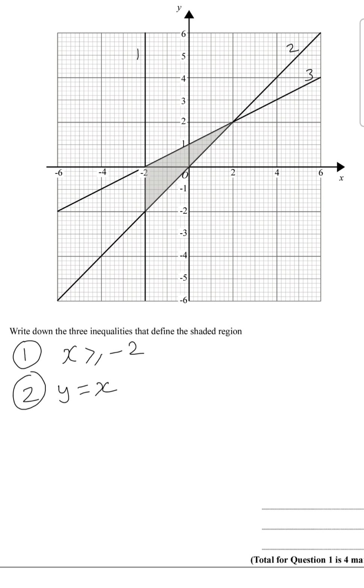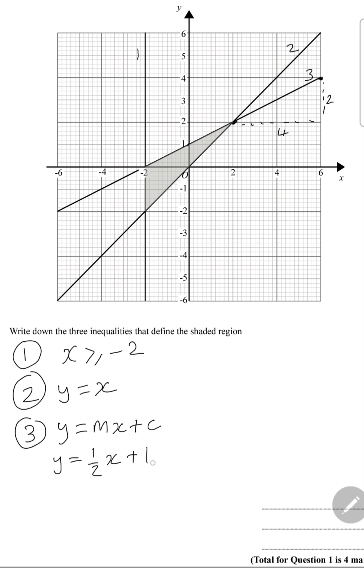And then the third line, I think we need to do some work to get the equation of that line. So I'm going to first work out the gradient. Just choose a nice point there, and then I'll choose that, and then you can see the difference. 4 take away 2 is 2, and then 6 take away 2 is 4, so 2 over 4. So the gradient is a half, so y equals a half x, and then the y-intercept, you can see that line goes through +1, so it's y equals a half x plus 1.